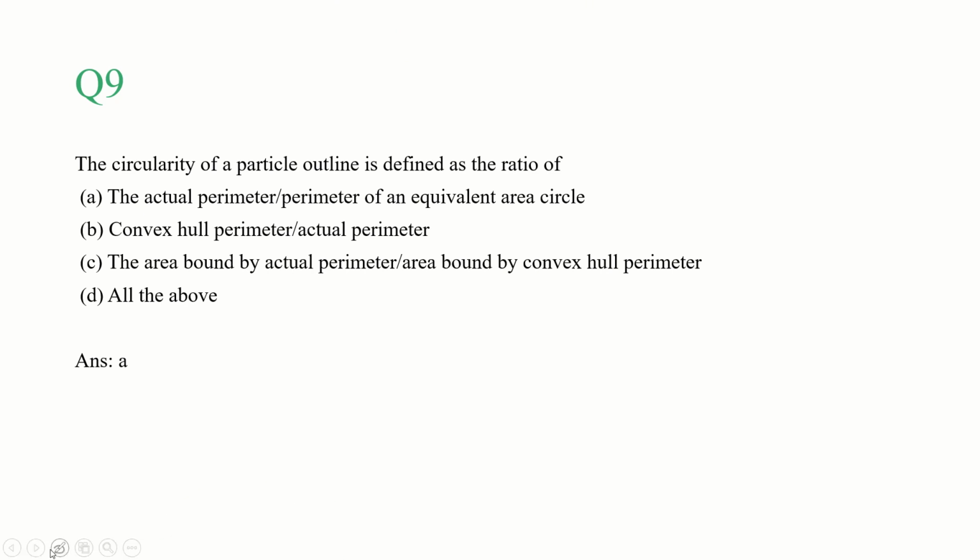So basically, circularity of a particle outline is defined as the ratio of: actual perimeter to perimeter of an equivalent area circle, convex hull perimeter to actual perimeter, area bound by actual perimeter, or area bound by convex hull perimeter, all of the above. So similar to sphericity, circularity is the actual perimeter to the perimeter of an equivalent area circle. So this is the equivalent area of the circle, wherein in the previous sphericity case we saw the volume of the particle. So this is based on perimeter or the area concept in 2D, and that is based on 3D. Circularity of a particle outline, we can see the particle outline, so it obviously comes under 2D. So it is the actual perimeter of that particle to the perimeter of an equivalent area circle, so that we can see how much it resembles the irregular shaped particles.